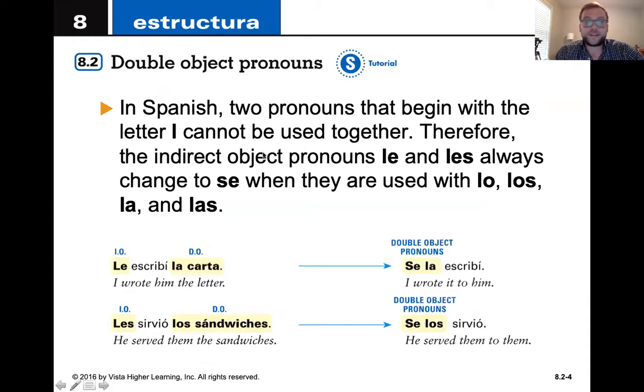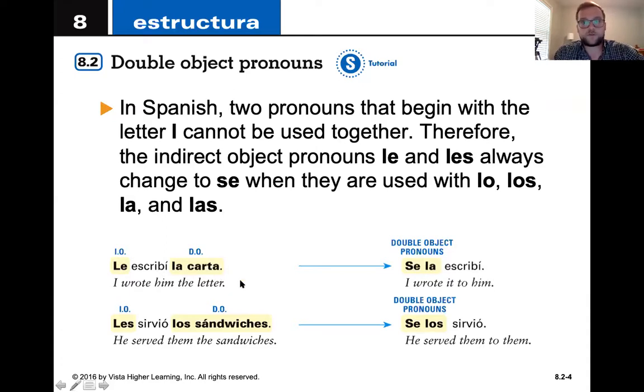So, therefore, the indirect object pronouns le and les always change to se when they're used with lo, los, la, and las, right? Now, that's when you're using it with a third person plural or singular direct object pronoun, okay? So let's look at an example here. Now, we're able to use le because we're not using another pronoun following it, right? So, le escribí la carta. The letter I wrote to him, or I wrote him the letter. Le escribí la carta, or escribí la carta a él, right?